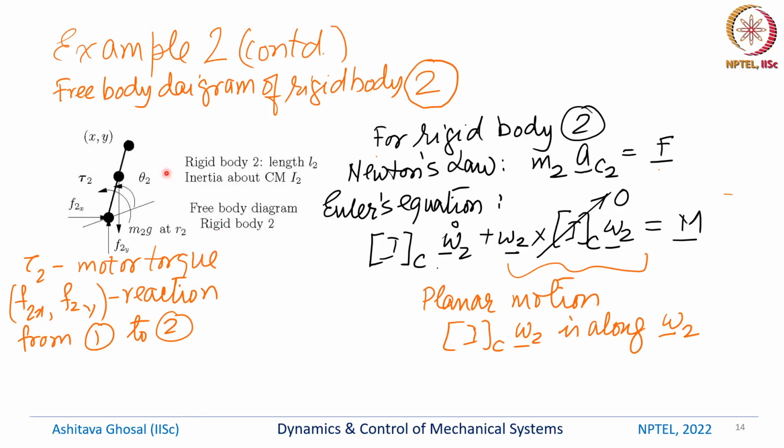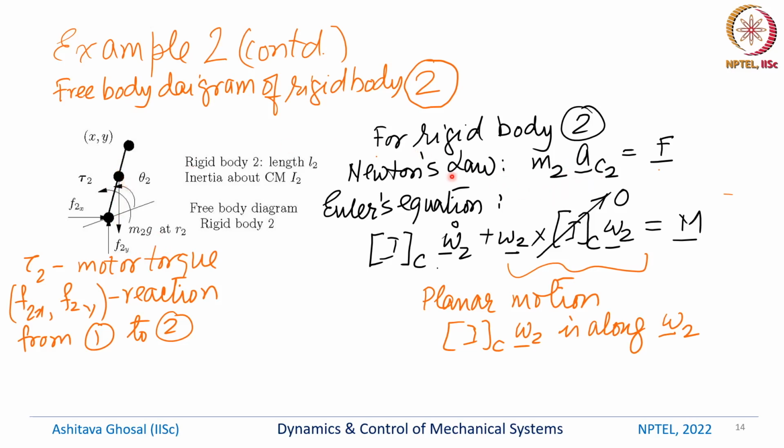Next, we draw the free body diagram of the second link. So what do we have here? We have F2x. Remember, F2x was acting in the opposite direction for link 1. So here it is acting in the x direction, and F2y is in the y direction. The gravity is a force which is M2G, which is acting at the CG.